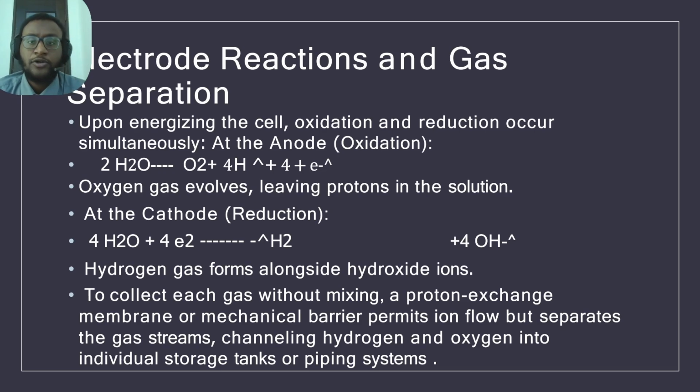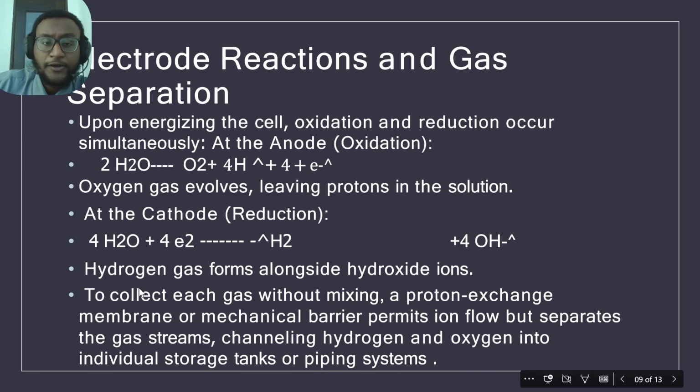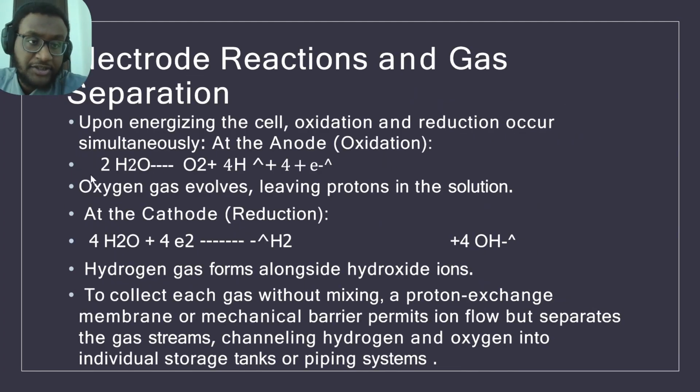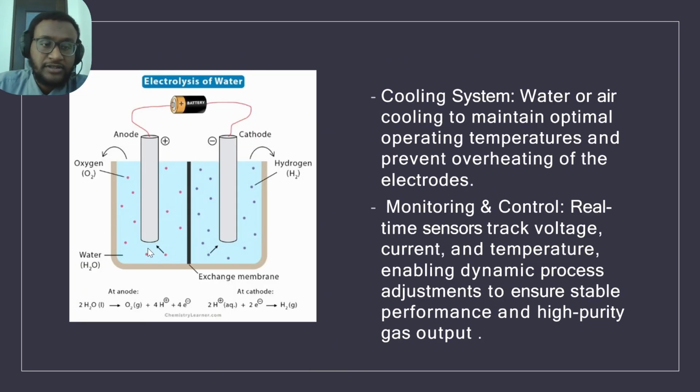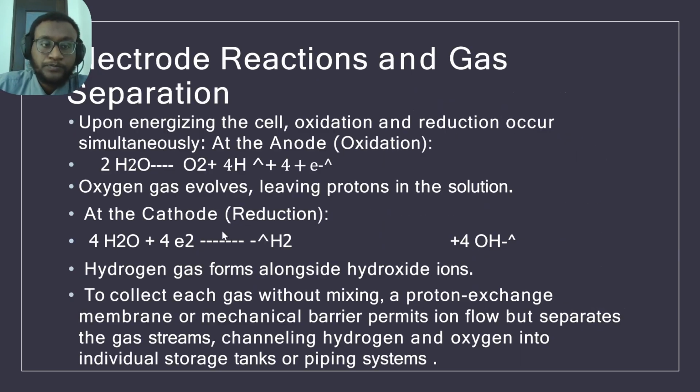Upon energizing the cell, oxidation and reduction occur simultaneously. At the anode, oxidation: here we can see this half reaction, 2H2O in the reactant, and in the product we have O2 gas plus 4H+ ions and also 4 electrons. Oxygen gas is evolved, leaving protons in the solution. As you can see here, this is the oxygen leaving.